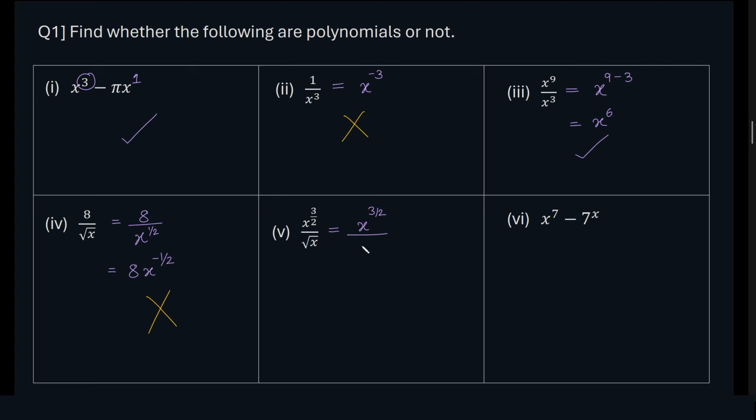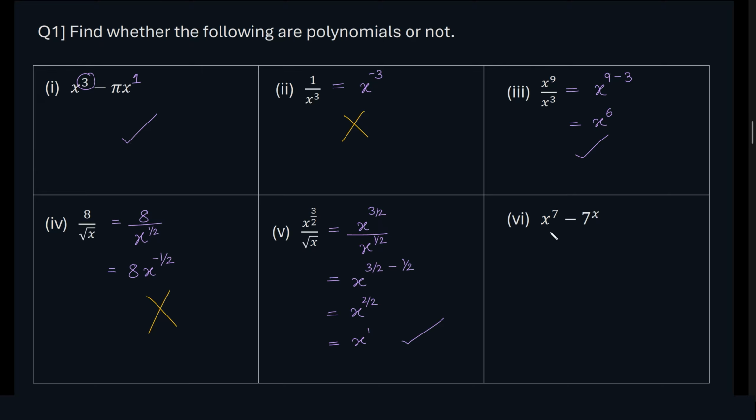The denominator changes to x to the power 1/2, and using the laws of exponent, we get x to the power 3 over 2 minus 1 over 2. This simplifies to x to the power 2 over 2, which is just x to the power 1. So this is a polynomial.